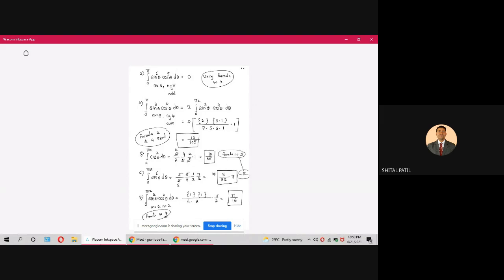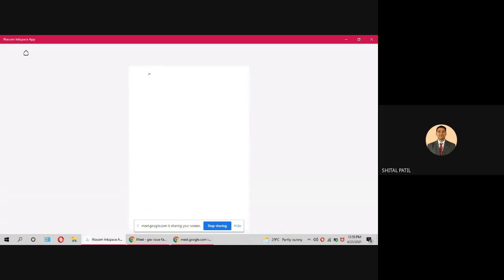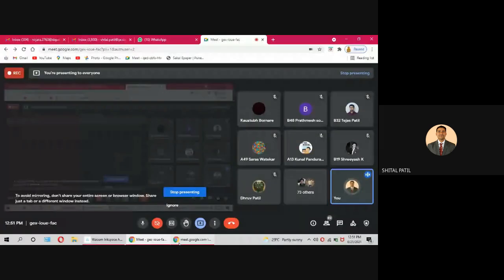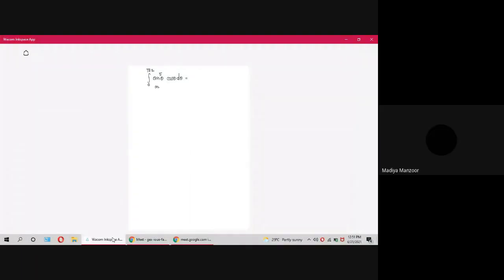Okay, so is the answer 0? Anyone? Is the answer 0? Yes, sir. Both of them are odd, no? M is odd, N is odd. So is the answer 0? No. How will the answer be 0? The answer will be 0 in case of formula number 1. But when do we use formula number 1? Whenever the limits are 0 to 2 pi. Here we want to use formula number 4. See the limits.